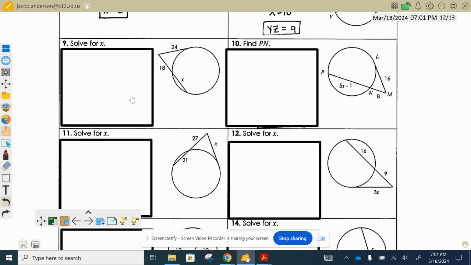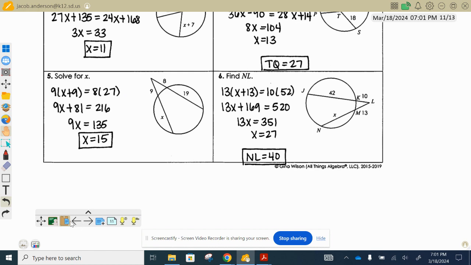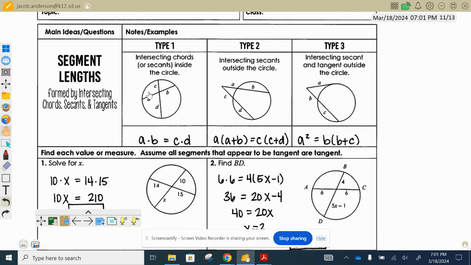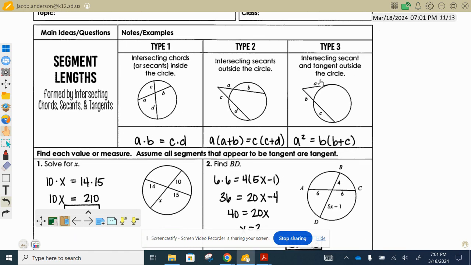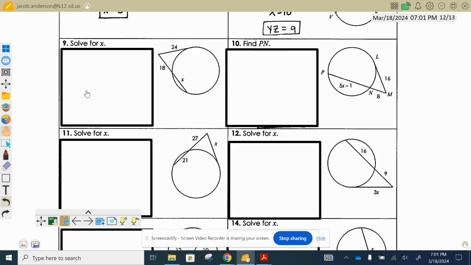Going down to number 9, we've got our type 3 question. So if I go back a page, go back up to type 3. Type 3 is where we had part of a tangent line as well on our circle. It's that tangent squared equals this segment times this segment. So going back, my setup for number 9, hopefully you can figure this out on your own as well.